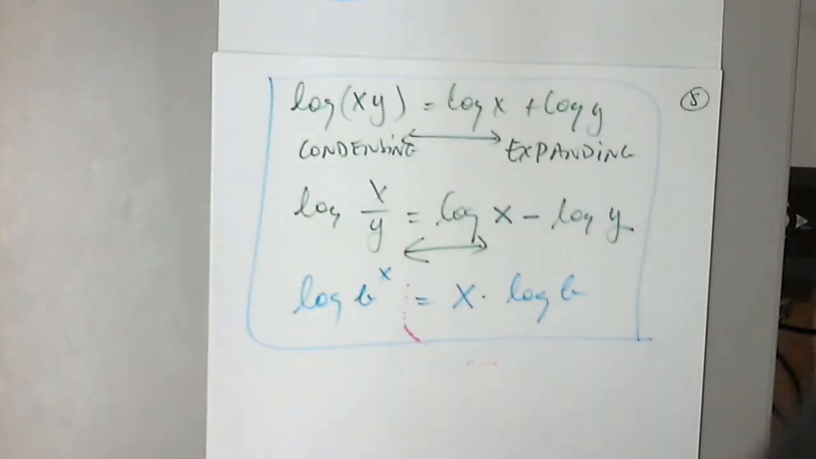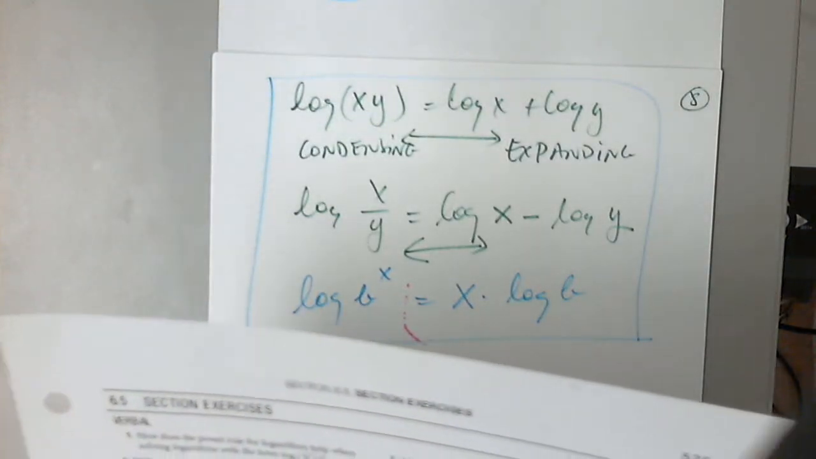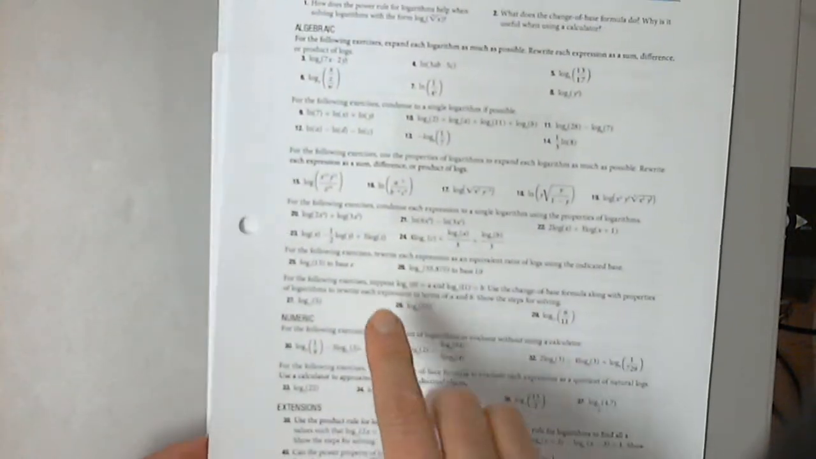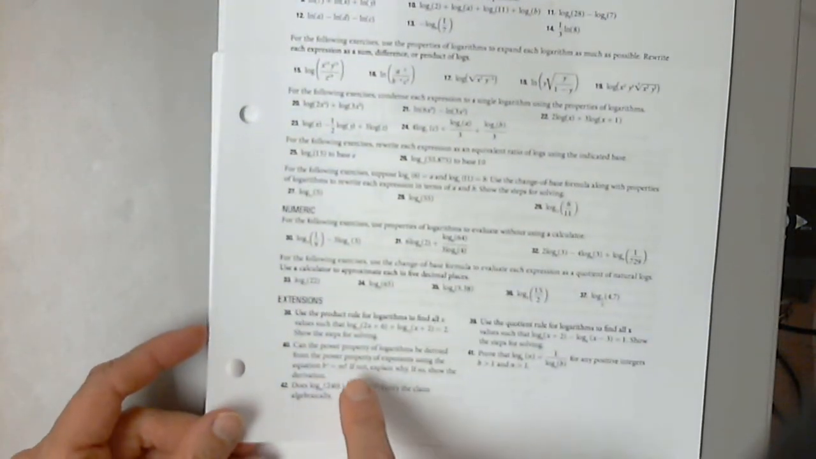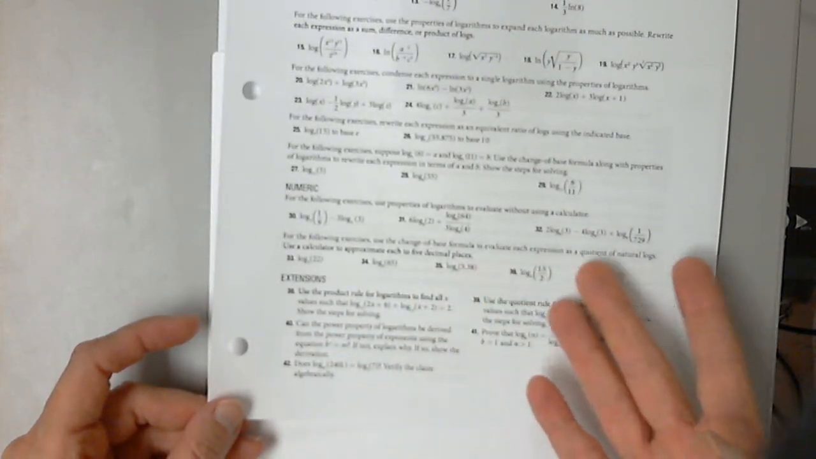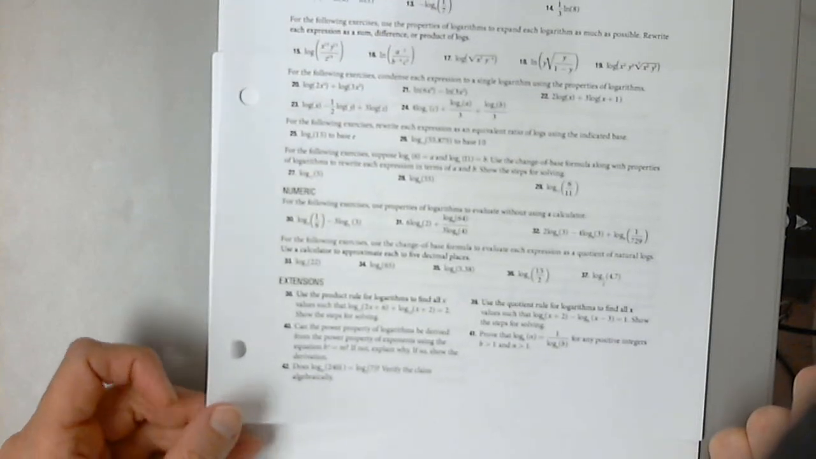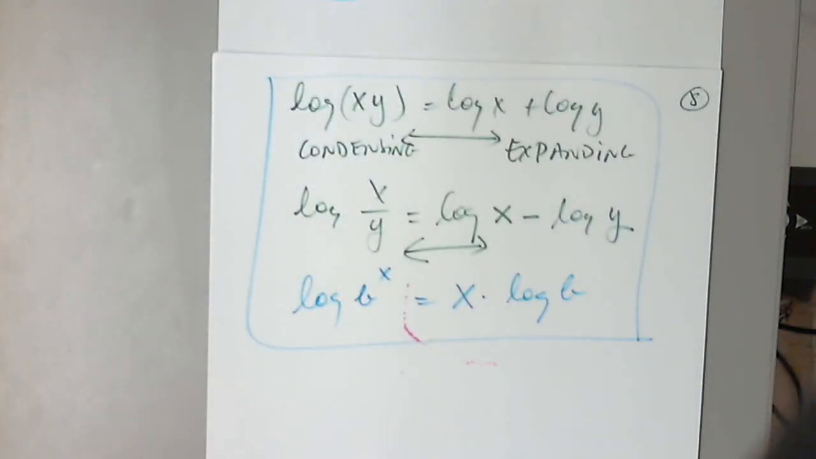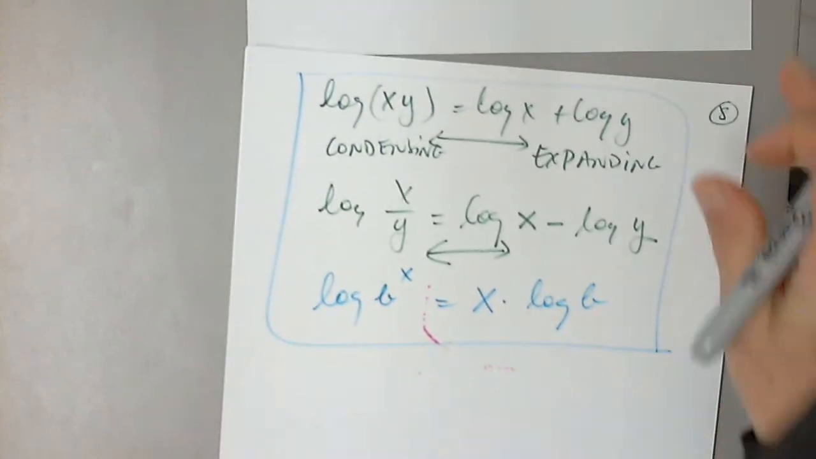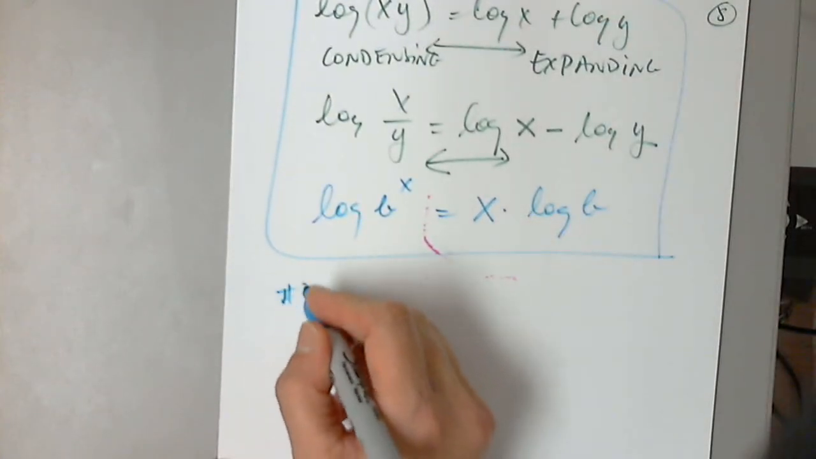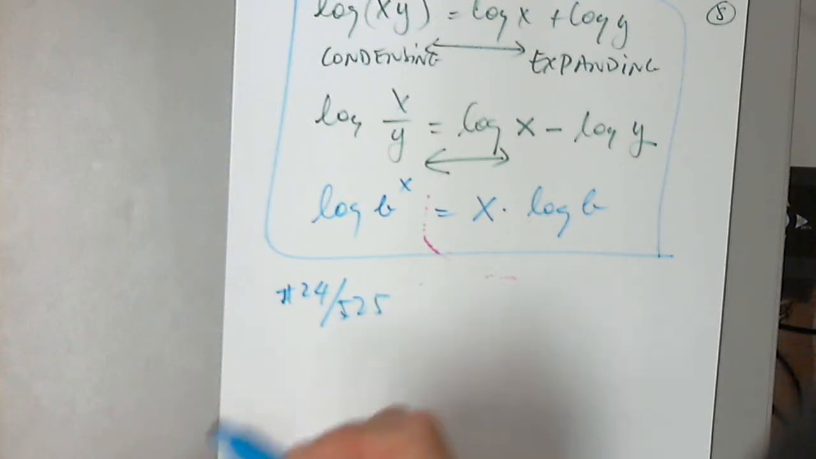Okay, we have different situations to look at. Again, I would like you to choose. I will choose gladly. We should look at condensing. We should look at expanding. We can determine all sorts of values and condense and simplify. So which one would you like to start with? 24. We want to start with 24. 24, it's asking us to condense. So 24 on page 525.